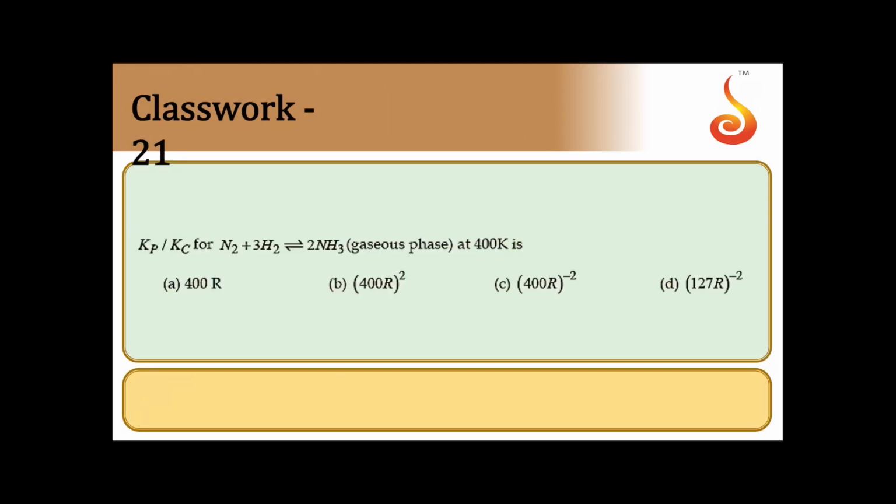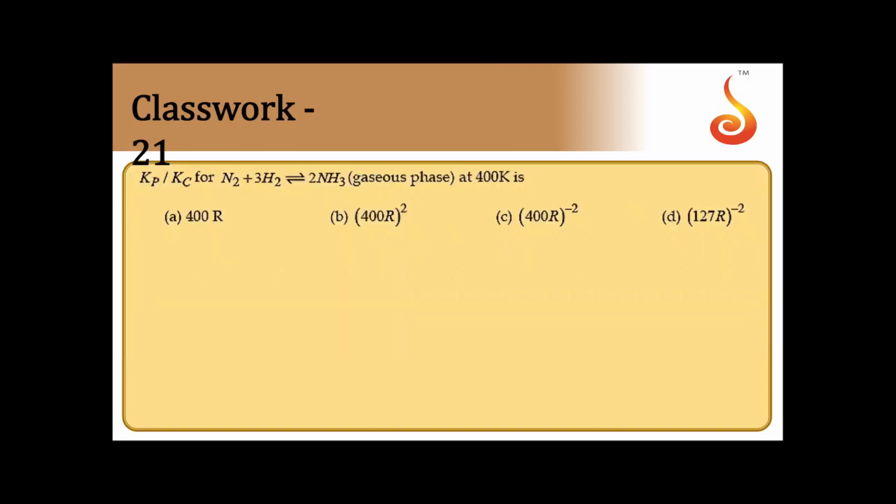Next is 21. Kp by Kc for the reaction N2 plus 3H2 giving rise to 2NH3 at 400 Kelvin is. It's also a direct question. Delta N is the number of moles of gaseous products minus gaseous reactants. It comes to 2 minus 4, which is equal to minus 2. Delta N value is equal to minus 2. Now the formula: Kp is equal to Kc into RT power delta N. Now Kp by Kc is equal to RT to the power delta N.